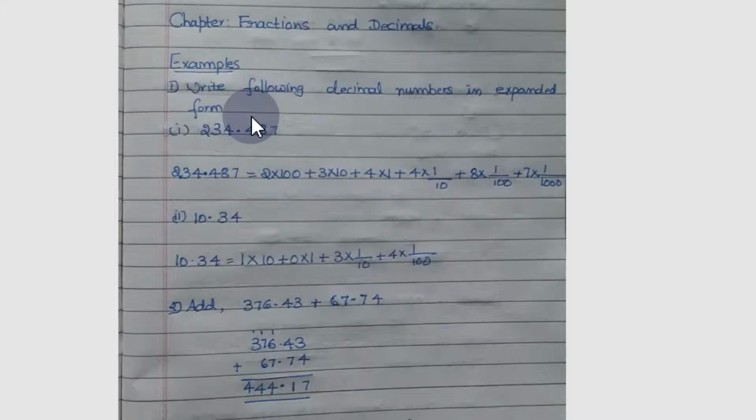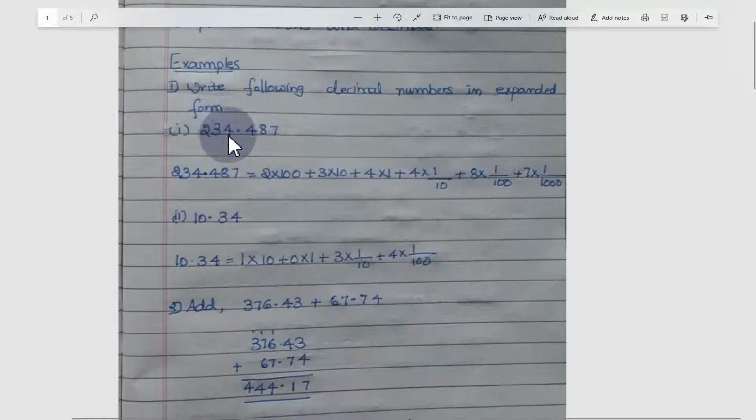Continuing fractions and decimals chapter. In that, expansion of decimal numbers. See, expansion of numbers you have learnt in your previous classes. 234.487. This decimal number contains two parts. Here before decimal point 3 digits are there and after decimal point 3 digits are there.